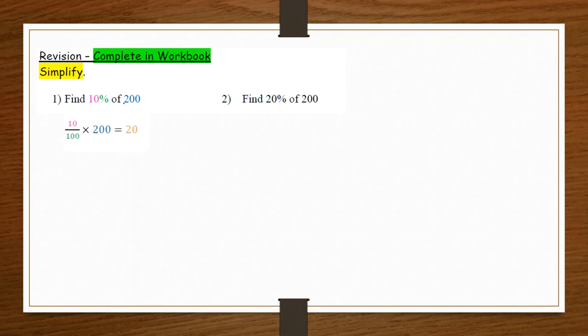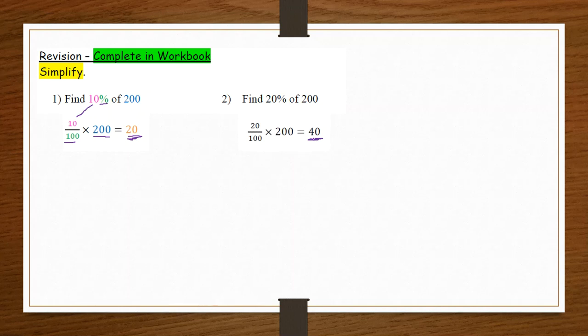So for 10% of 200, we've got 10 over 100. Percent means per hundred, per 100. And we times it by 200, so we get 20. So you can see the 10 goes on top of the fraction. Percent means out of 100, and we times by 200. So for question 2, 20 over 100 times 200 is 40.